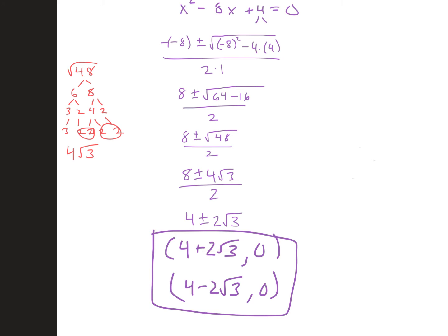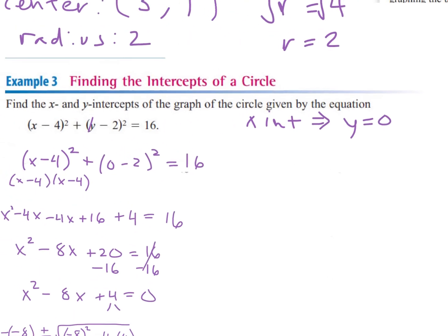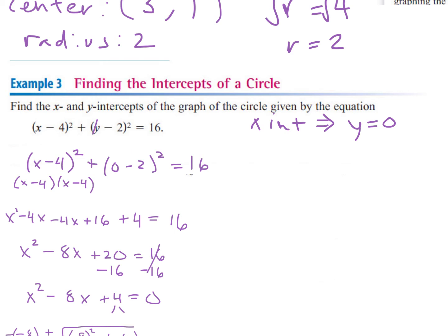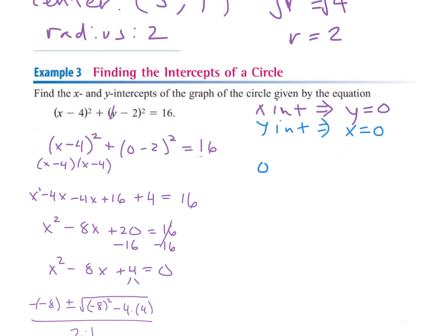Now we need to find our y-intercept. Yay. So how do you think we find our y-intercept? Awesome. We set x equal to 0. So we have 0 minus 4 squared plus y minus 2 squared is equal to 16.